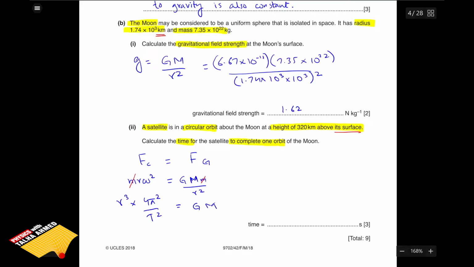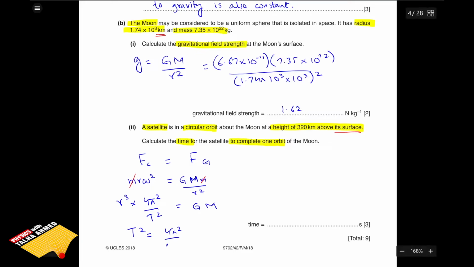So you can see that the mass of the moon cancels out. Oh, sorry, it's the mass of the satellite that cancels out. The mass of the moon is there in capital M, and then omega is basically just 2 pi over T. And then when you make T the subject of this formula, you can see that it's very easy to calculate. All you have to do is just plug in the values.